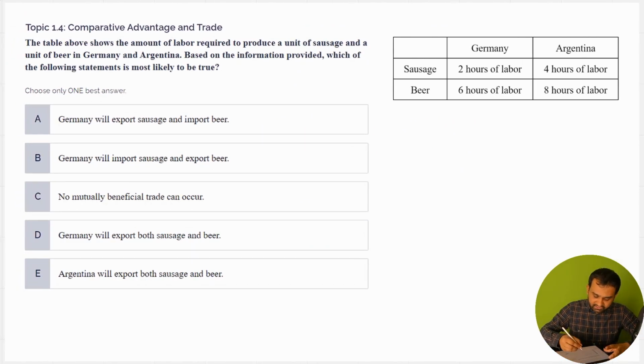Germany will export sausage and import beer. Well, that seems to be a correct answer because Germany has comparative advantage in sausages, so it will be producing and selling those, and Argentina has comparative advantage in beer. So what about exporting both, right? Thing is, neither Germany nor Argentina will ever export both. You specialize in trade and export only one of those goods.